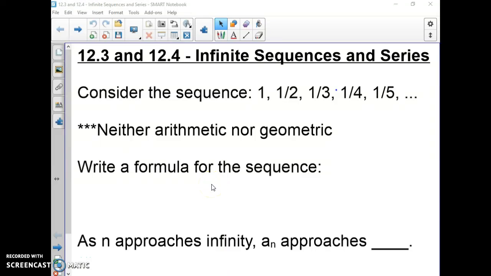Going to do those together. Those are infinite sequences and series. So I want us to think about this sequence. We've got 1, 1/2, 1/3, 1/4, 1/5, and so on. So that would continue. That sequence is neither arithmetic nor geometric because you're not adding something each time, and you're not multiplying by something each time. All right. You are adding a number to the denominator, but that's not equivalent to adding a set number to the value. So you're not adding or multiplying.